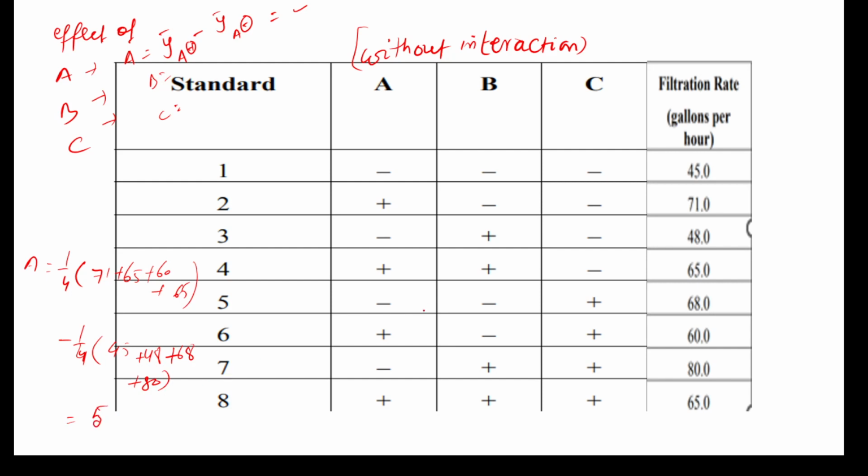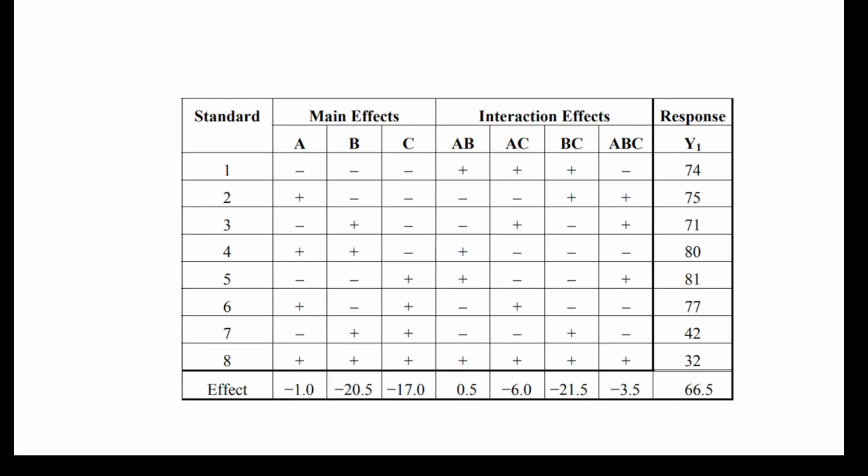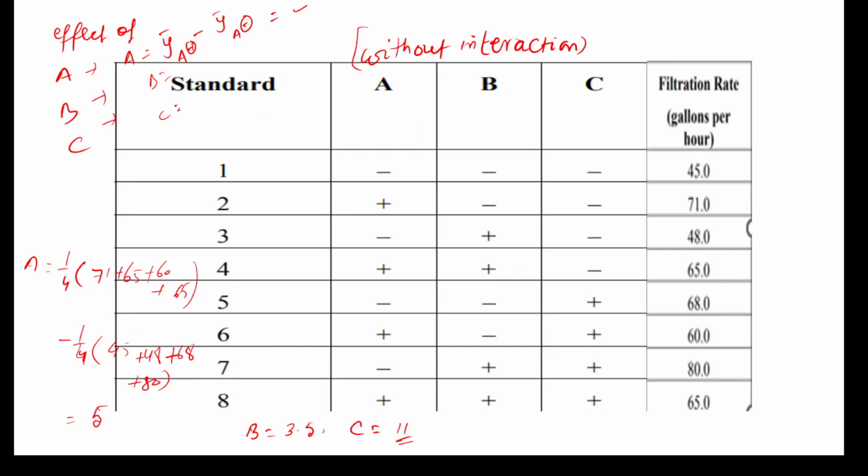Okay, 5. And for B, similarly, how much will we get? 3.5. For C, how much will we get? 11. Okay, so this was without the interaction. Now, if you want to calculate with the interaction, let's say I'll add one more column. So can you calculate with the AB, BC, AC, and ABC?